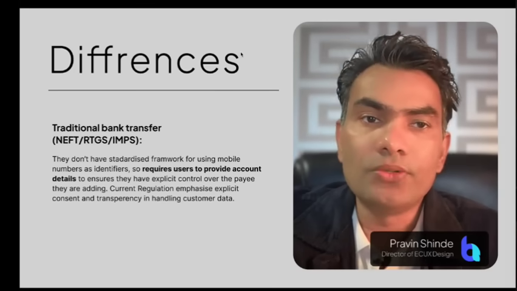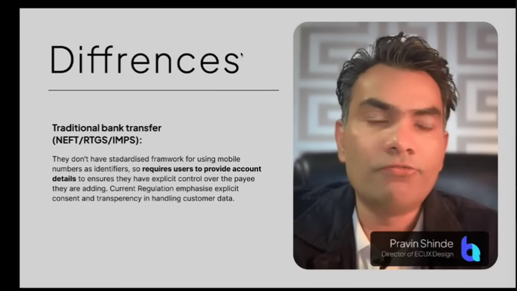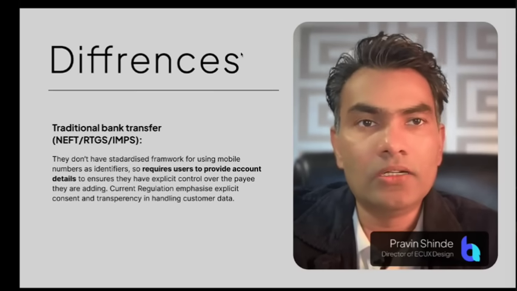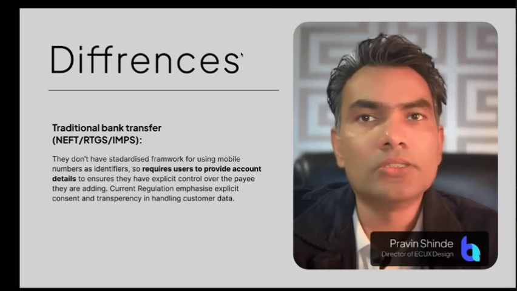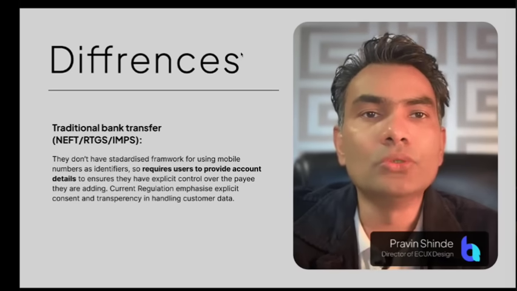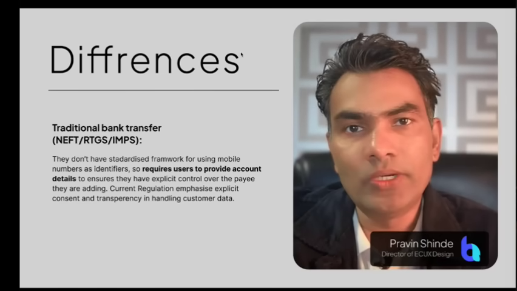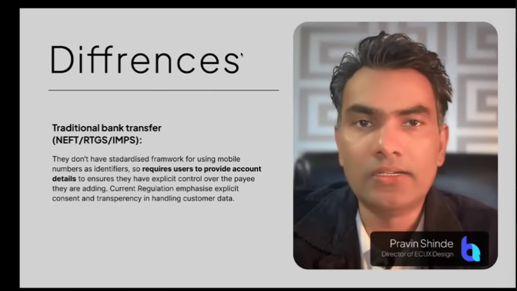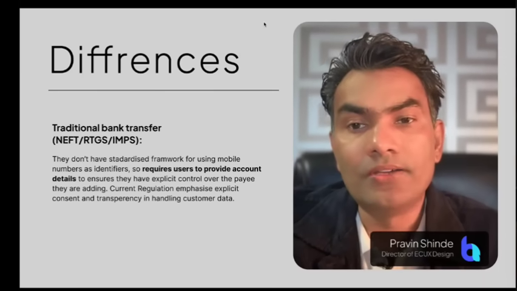And also from a regulation perspective, explicit consent is required from the user for adding any information. By explicit consent, I mean that the other person has to give you his account number and his IFSC code, and only then will you be able to add him. If you don't have that, then you can't add them, right? That's what we call explicit consent, right?